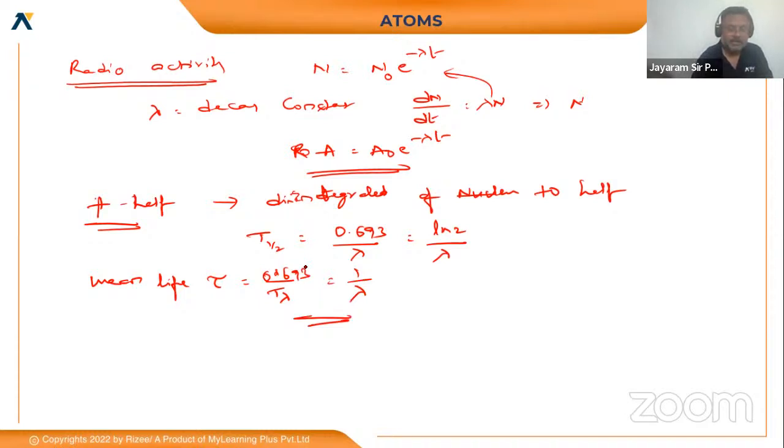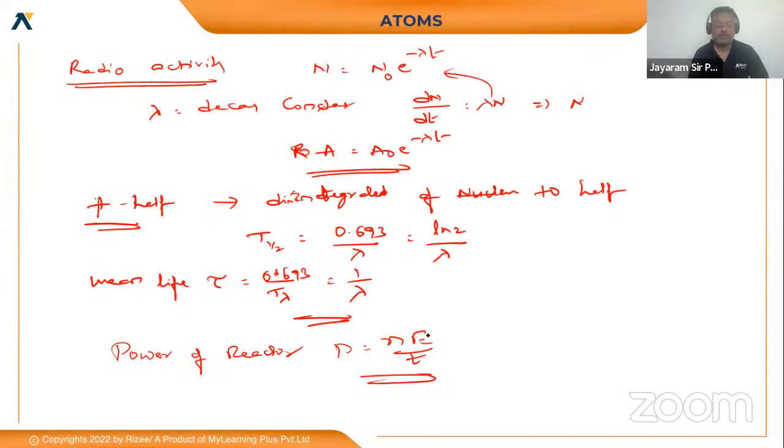Okay? Most of the questions here are theoretical-based questions they will be asking, so please be careful of this one. And the power of a nuclear reactor: power of a reactor P is equal to the number of fission reactions into energy by time. So these are your major important questions in this particular nuclear physics topic.